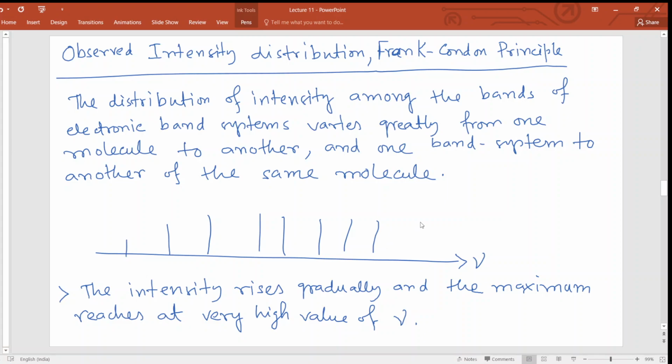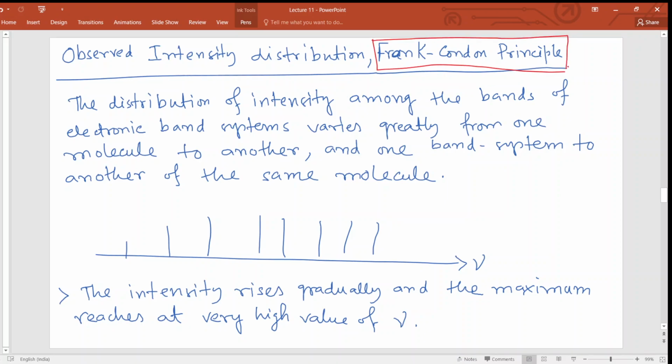Now there is a very interesting principle here which comments on the intensity distribution observed in electronic transitions. This is called the Franck-Condon principle. You will probably be hearing this name. What it says is that the distribution of intensity among the bands of an electronic band system varies greatly from one molecule to another, and from one band system to another of the same molecule.